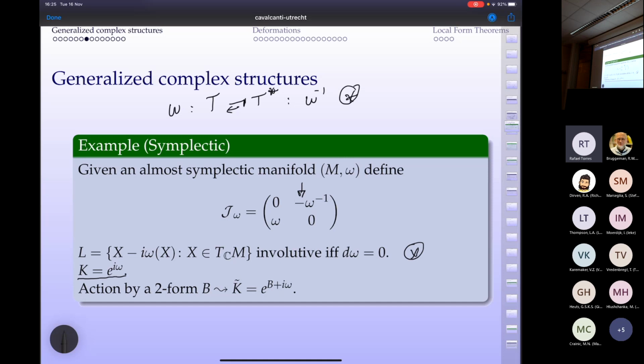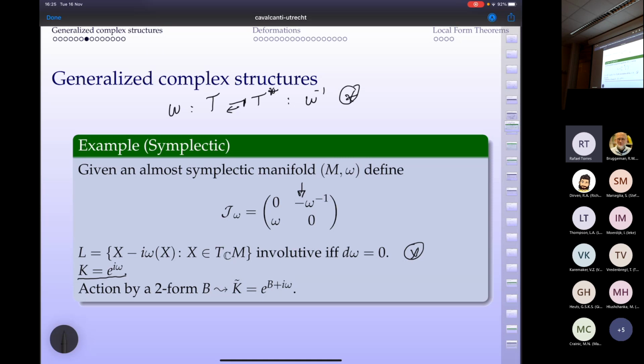So it's one, and this one is nice because it's globally defined. You have immediately this global section, different from the complex case, where the canonical bundle may or may not have a global holomorphic section, or even a global section at all. Here, you always have a section that's defining the whole symplectic manifold.